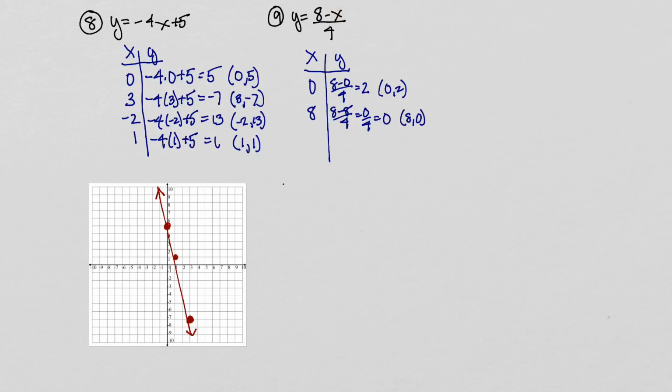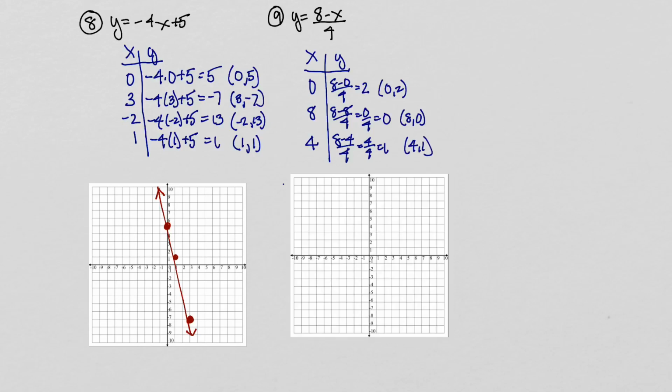Now here's another point that might work well. What if we put in a 4? 8 minus 4 is 4. 4 over 4 is 1. Let's try that. So if we choose 4, we'll get 8 minus 4 over 4, 4 over 4, which is 1. That'll give us this point, 4 and 1.